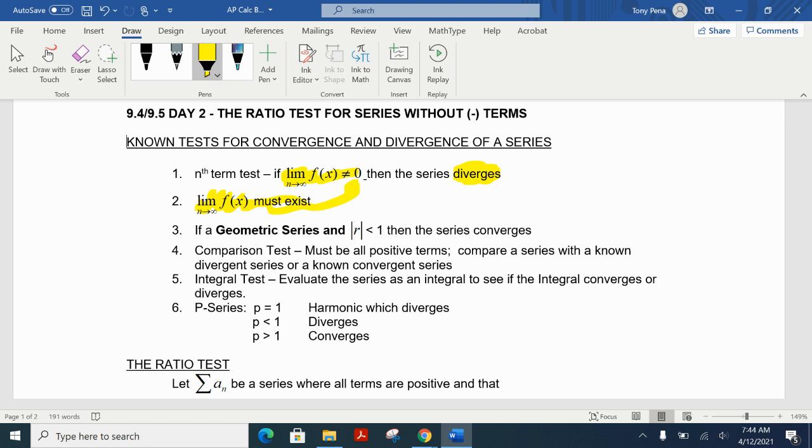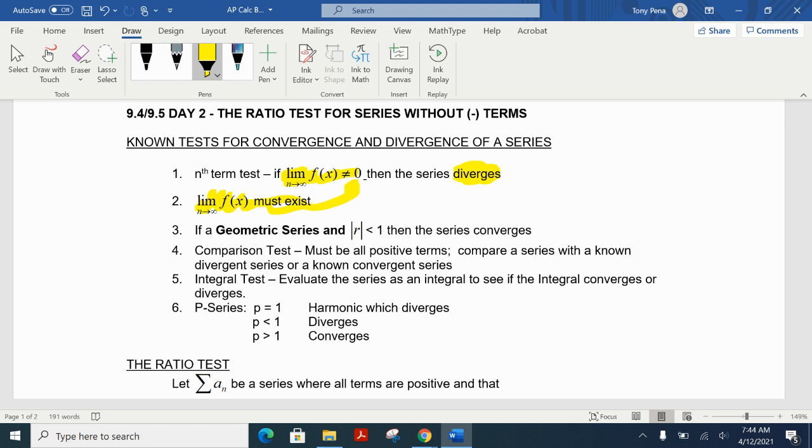We talked about geometric series. If it is a geometric series, and we can identify that, then if our ratio has an absolute value less than 1, we know it converges, and we can actually figure out the sum for that one. And then yesterday what we did was the comparison test, which is the one that people tend to find the most challenging and try to avoid if possible.